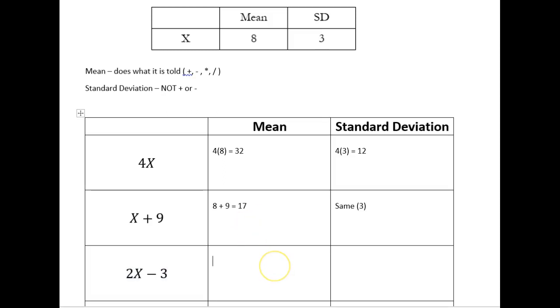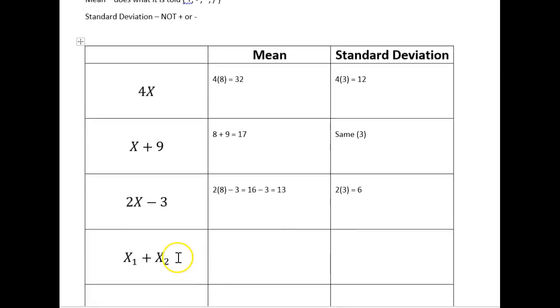Okay, here I am doubling the price of everything, but then I'm subtracting $3 from that. So I'm going to double my mean and then subtract 3. And so it's 16 minus 3, and so my expected mean is $13. For standard deviation, again, standard deviation does the multiplying, so I would do 2 times 3, but I will not subtract 3. So the new standard deviation is going to be 6.